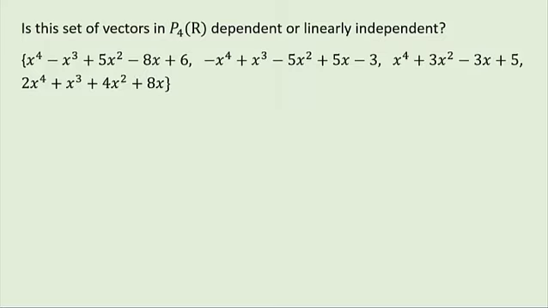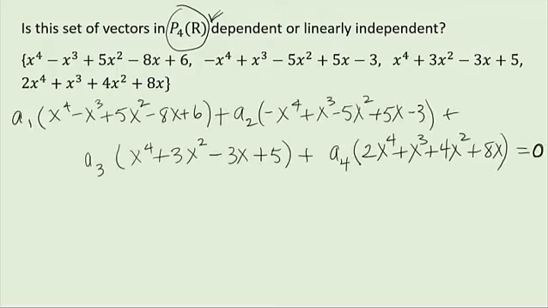This is asking us if this set of 4 vectors, polynomials, in this vector space, the set of all polynomials of degree less than or equal to 4, are they linearly dependent or linearly independent? So I should have put the word linearly in here. Sorry. So let's set up an equation that we need to solve in order to find the answer to that question.